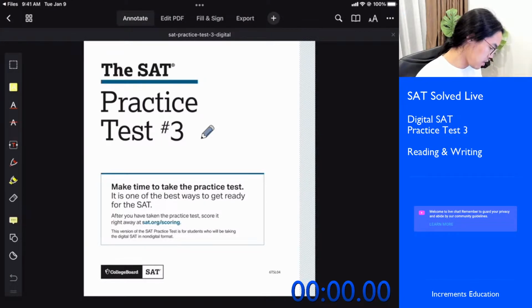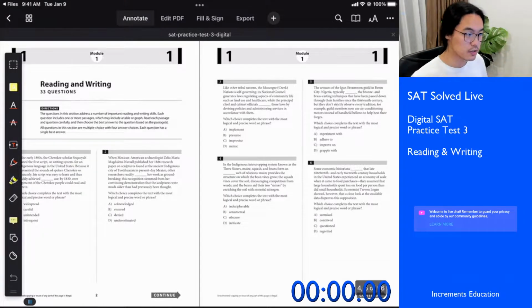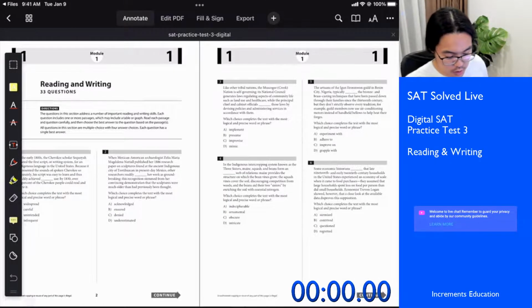My general approach to the digital SAT is going to be kind of the same as my approach to the current SAT. I'm going to primarily focus on slowing down, reading, and understanding what I'm looking for, predicting the answer, and not really doing a lot of process elimination. All right, let's get back to the test itself. Here we go. Practice test number 3. Turning the page, and we're going to get started. 3, 2, 1, let's go.